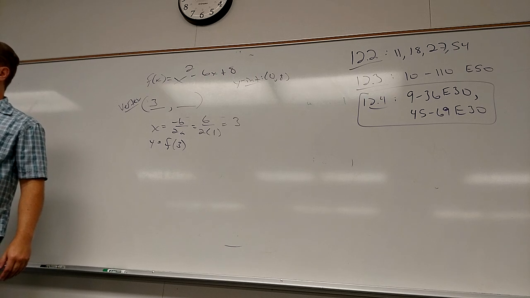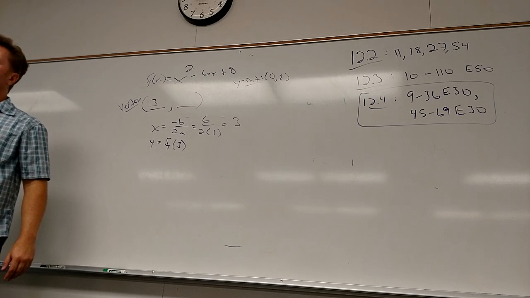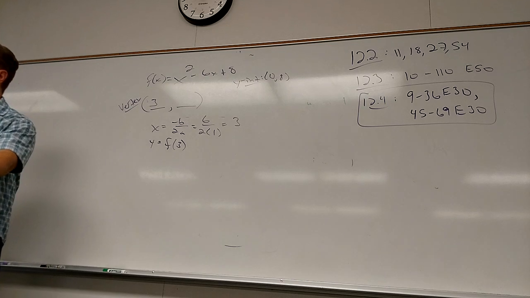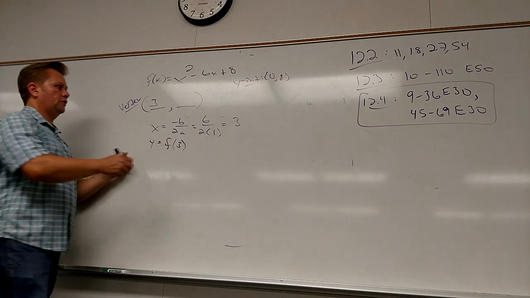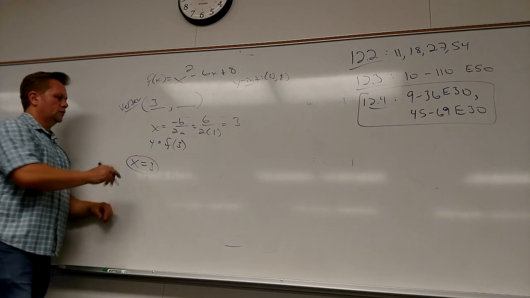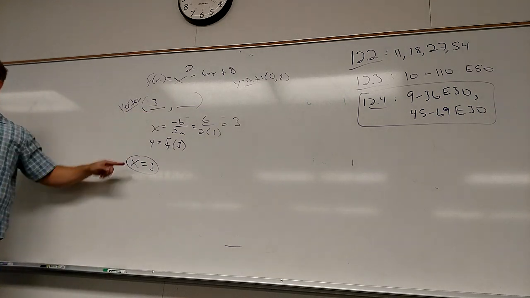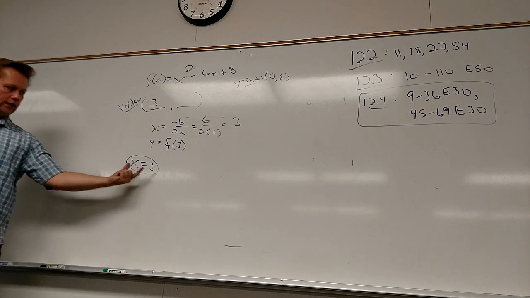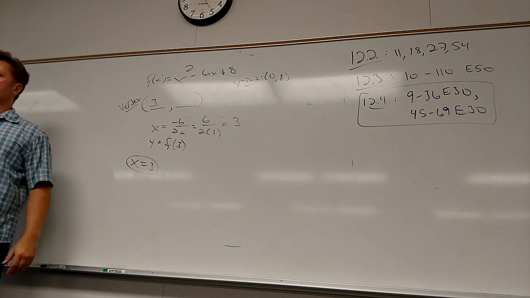So you want the axis of symmetry? If I say so, you better put it down. What would the axis of symmetry be for this? X equals 3. The vertex is a point. The axis is a line. I need to see a line equation.